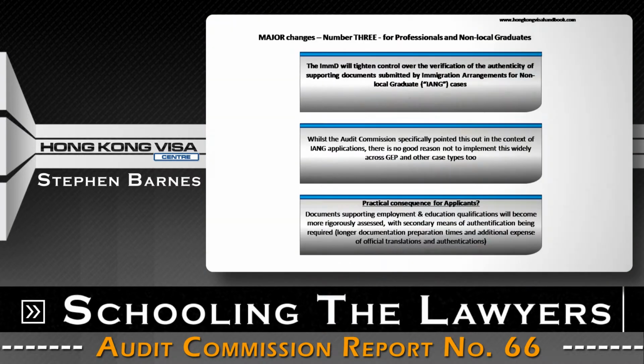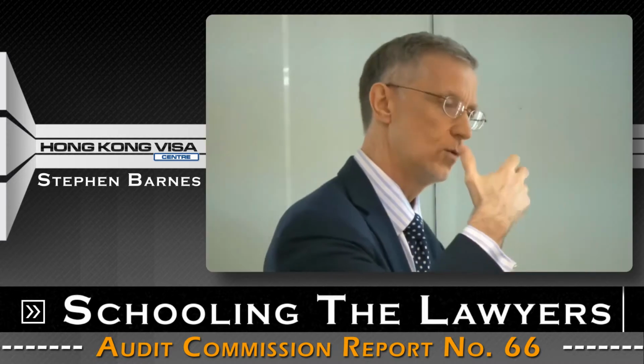So major change number 3, they are now increasingly looking both at the quality of the documents that you're putting in at first submission and then following up on a sort of random audit type basis, where they will make separate investigations into the veracity of the documents that have been put in support of a particular application, insofar as what's contained on somebody's CV or what qualifications they're claiming to have.